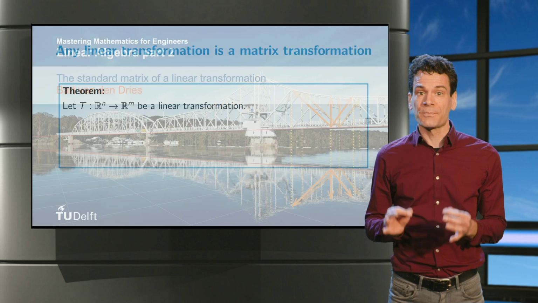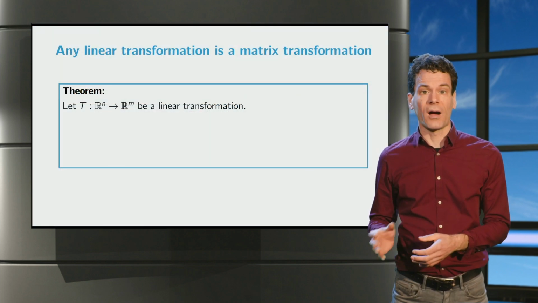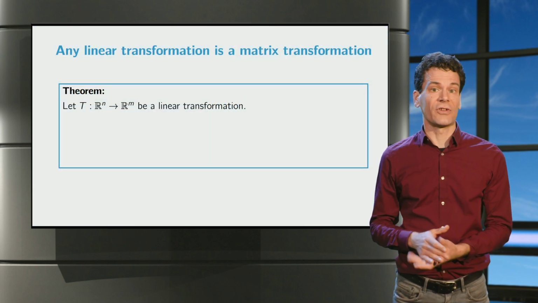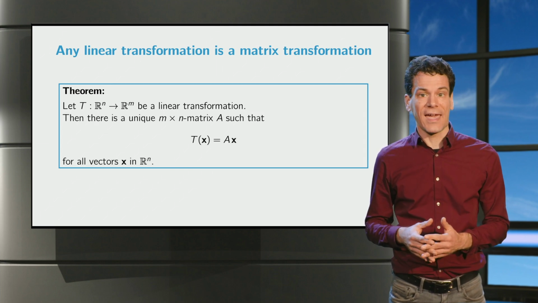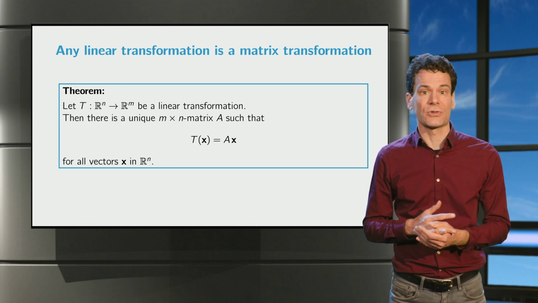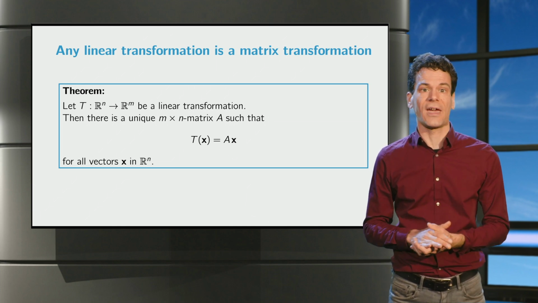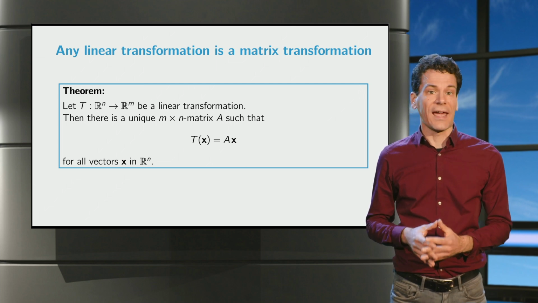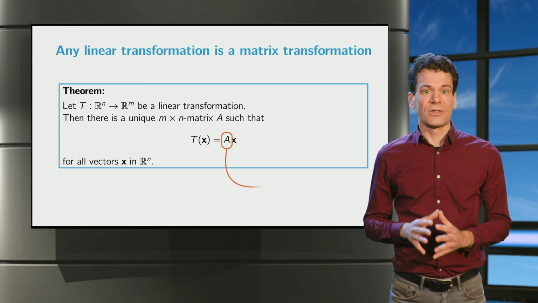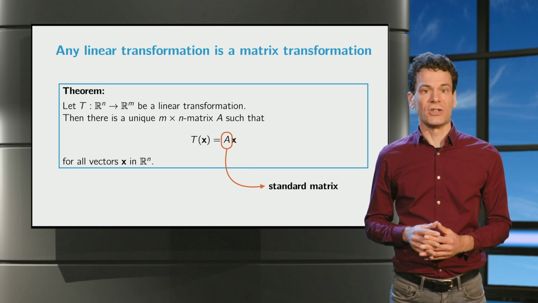To be precise, suppose T from Rn to Rm is a linear transformation. Then there is an m times n matrix A such that T of x equals A times x for all vectors x in Rn. The matrix A does not depend on the vector x. We call this matrix the standard matrix of the transformation.